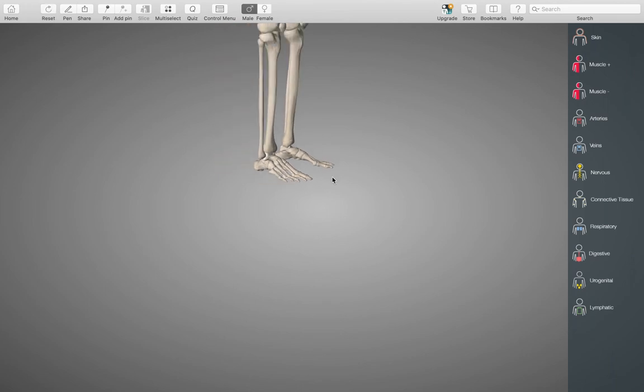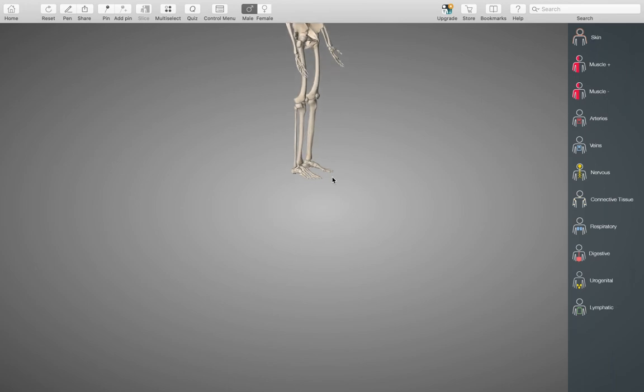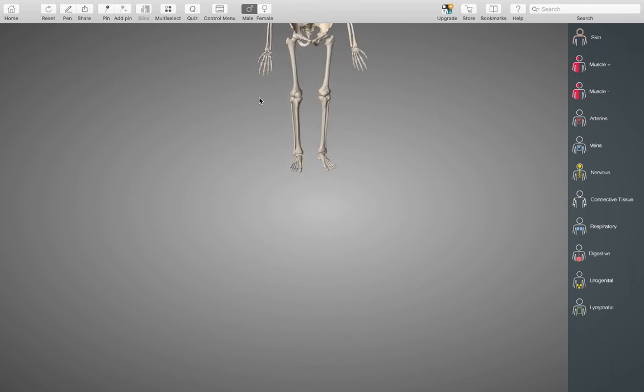And that is going to do it for the skeletal system, the axial and the appendicular skeleton.